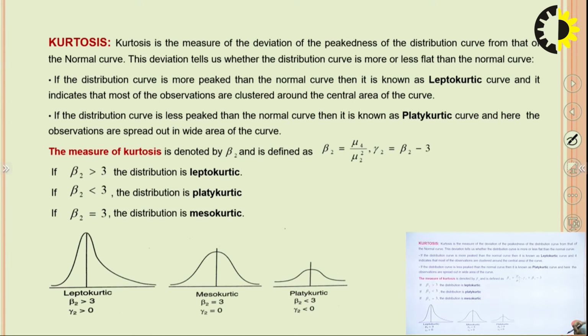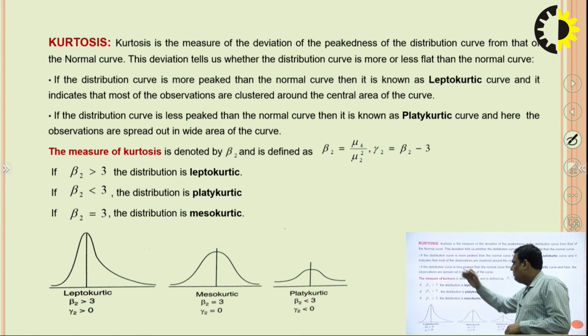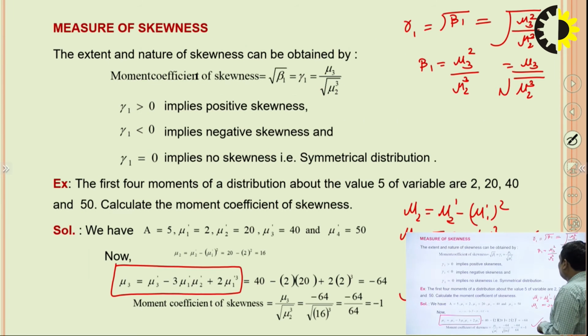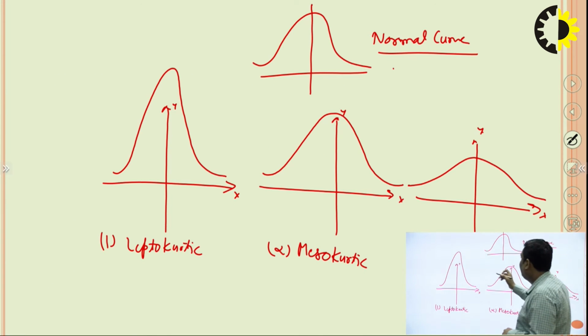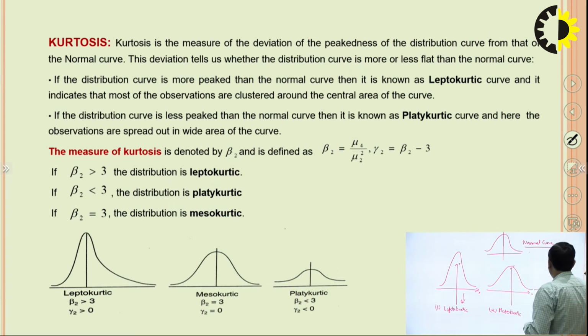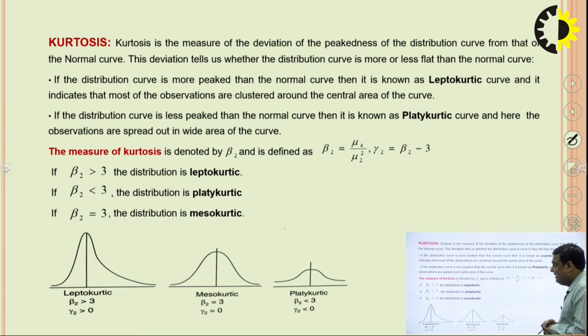Kurtosis is the measure of deviation of the peakedness. First one, if the distribution curve is more peaked than the normal curve, then it is known as leptokurtic. More peaked than the normal curve, what do we call it? Leptokurtic. Okay, and it indicates that most of the observations are clustered around the central area of the curve. Second one, if the distribution is less peaked than the normal curve, then it is known as platykurtic, and here the observations are spread out over a wide area of the curve.